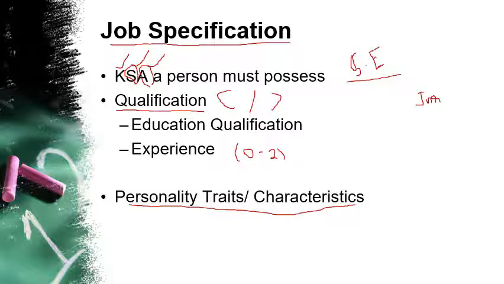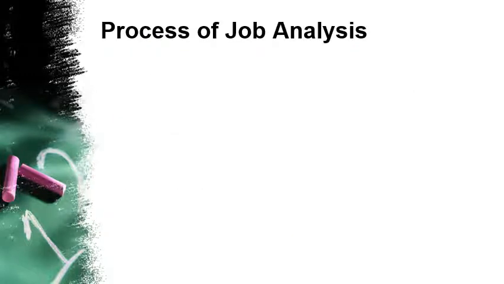This is what we need to understand by job description and job specification. Two important things: job description and job specification. Both together make job analysis. So job analysis has two important components: job description and job specification. Now let us quickly examine the process of job analysis.